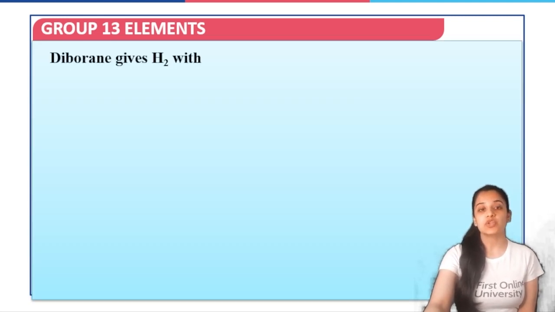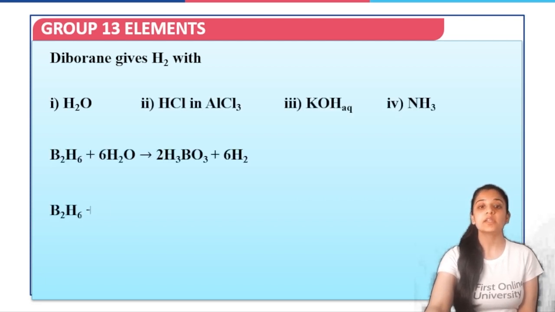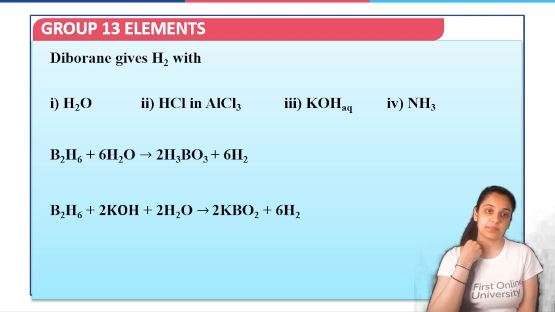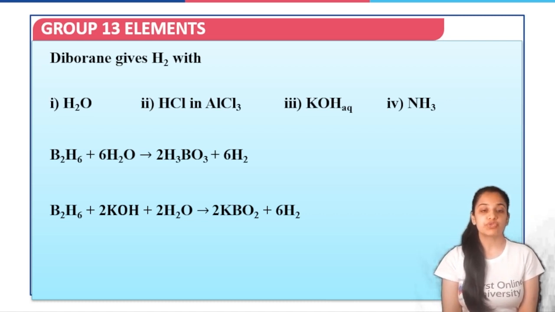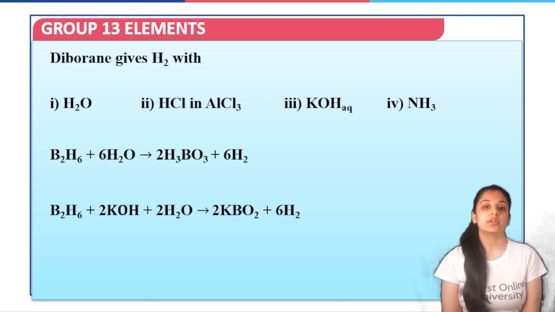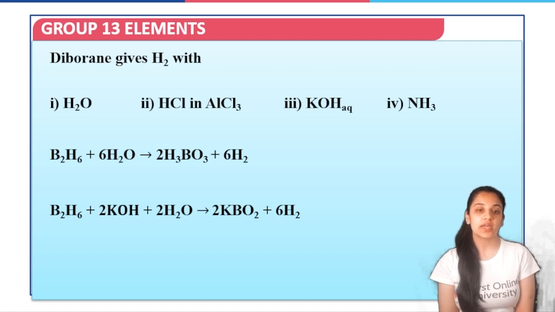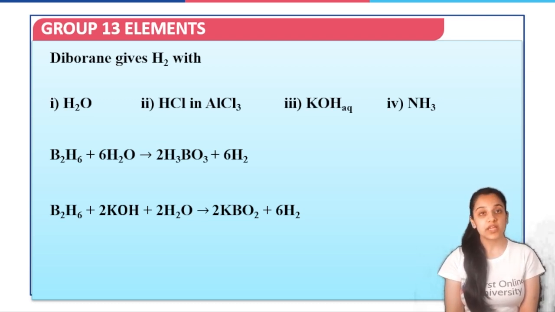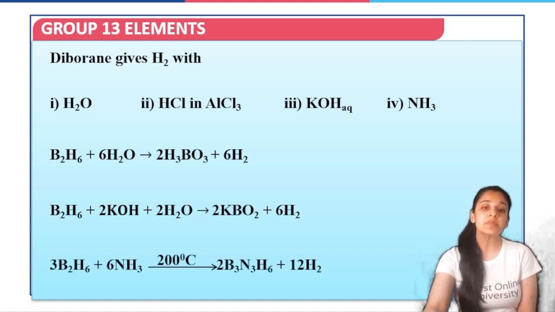Now, diborane is going to give H2 with which of the following? If we look at the reactions here, B2H6 plus water is going to give boric acid plus H2. So it is going to liberate H2 when it reacts with water. Next, we talk about its reaction with aqueous KOH. Water and KOH together give KBO2, and H2 is liberated as the side product. So with water as well as with KOH as well as with ammonia, it is going to liberate H2.